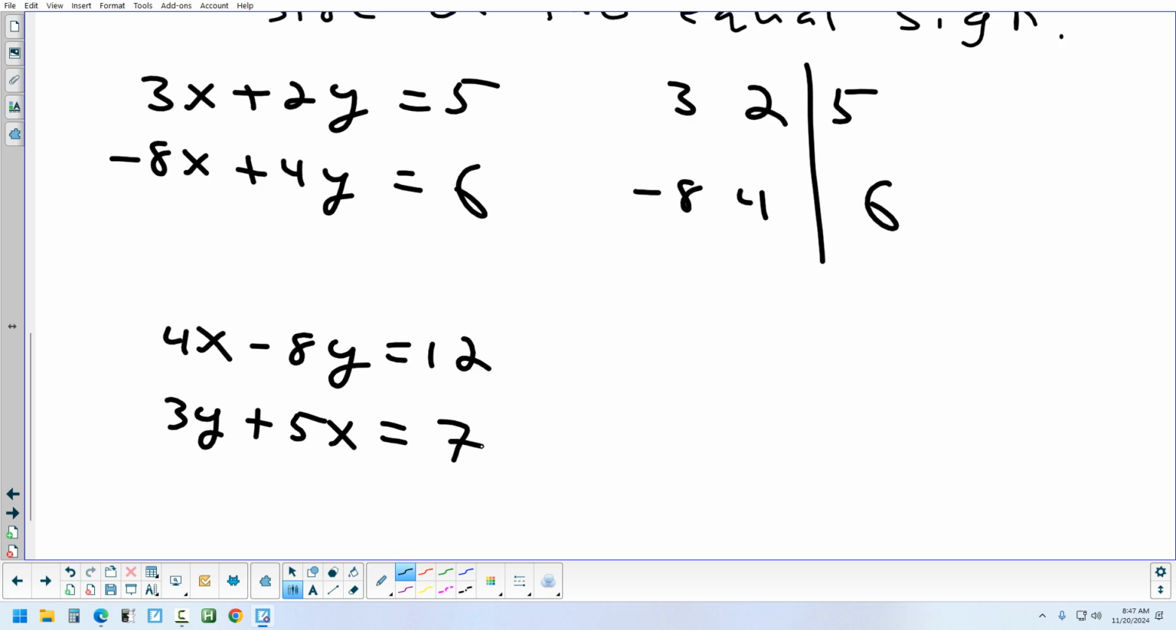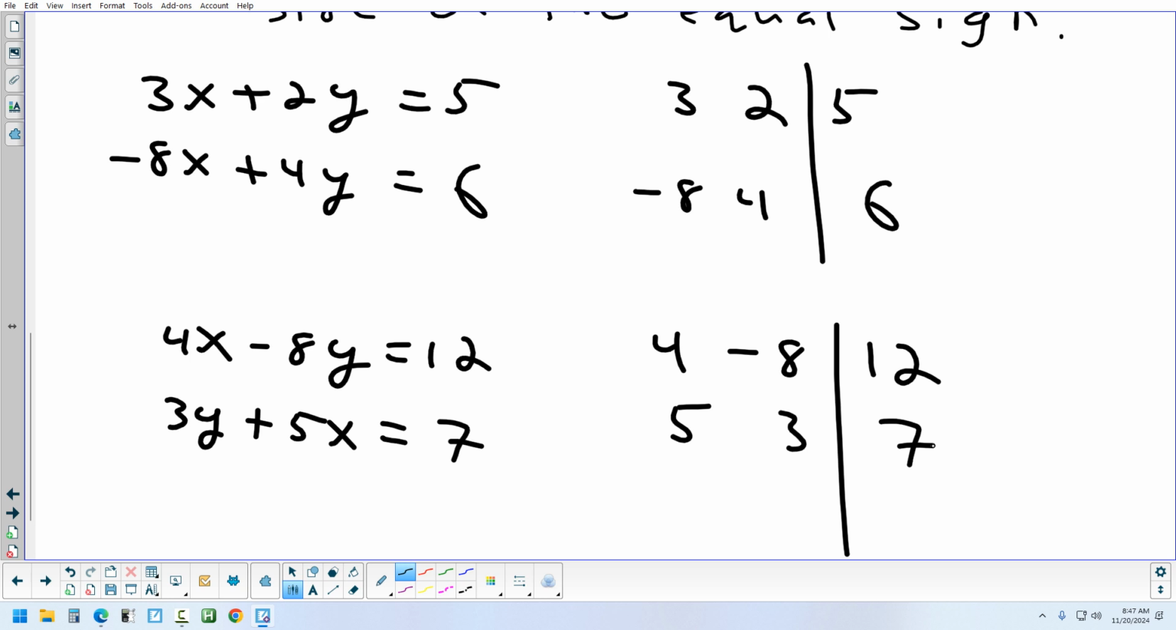Okay, what would my top row be there? 4, negative 8, 12. Okay, so that's fine. What would my bottom row be? It would not be 3, 5, 7. It would be 5, 3, 7. Why? Because of the x's and y's.